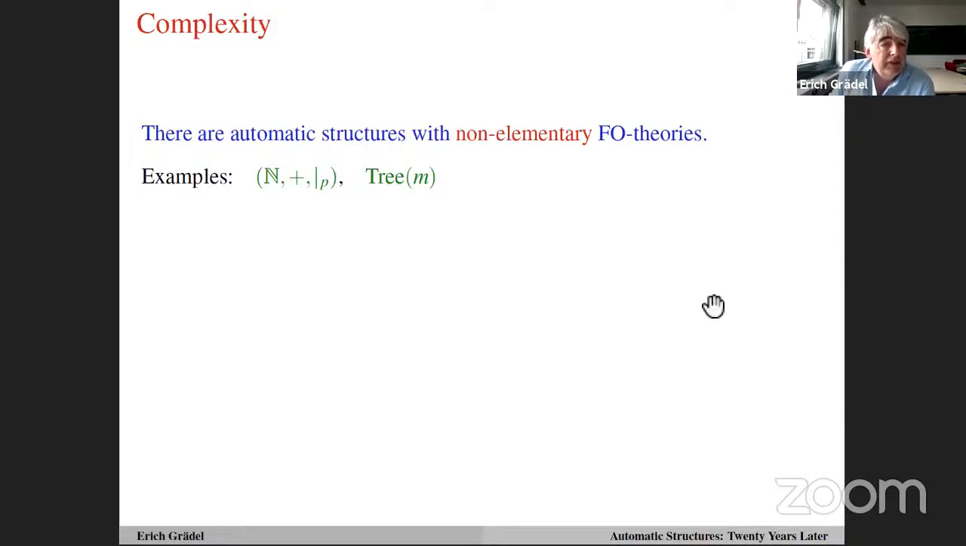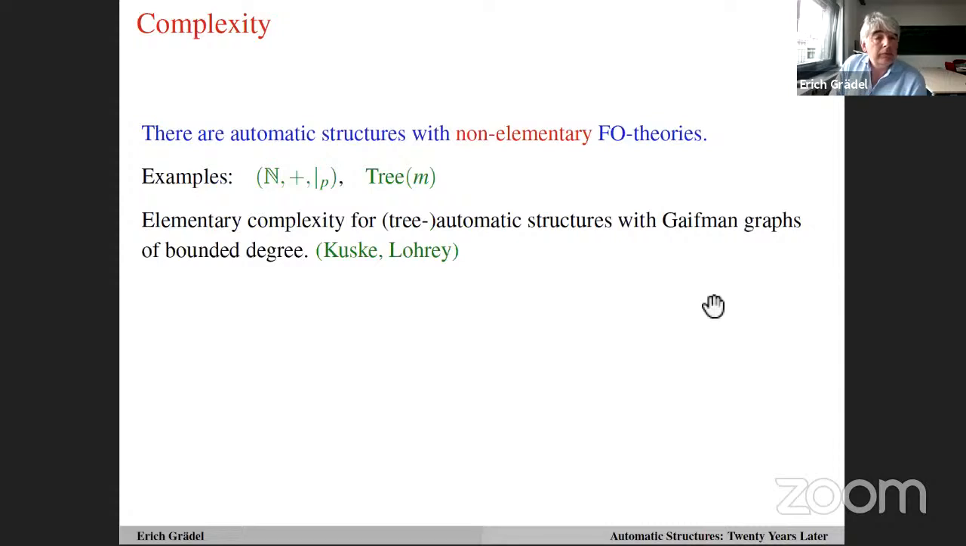Concerning complexity, there are automatic structures where the first-order theory, although decidable, is not elementary. We know that for Presburger arithmetic as such, it is complicated, but it is elementary. But when we add this restricted divisibility relation, or when we consider tree structures that admit the equal-length predicate, then the first-order theory is not elementary. Elementary complexity results on the other side have been obtained, for instance, by Kuske and Lohrey for automatic structures and even tree-automatic structures where the Gaifman graph has a bounded degree.